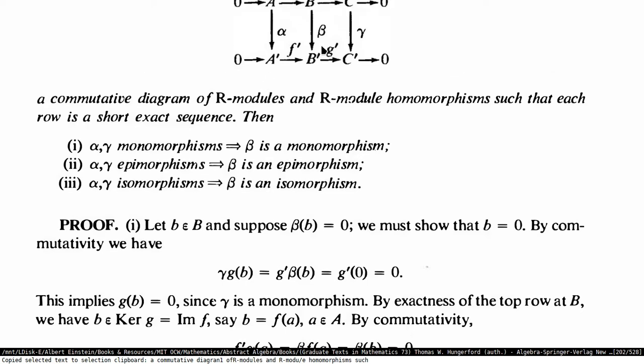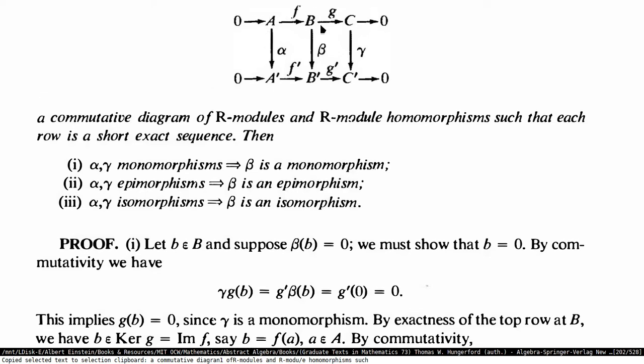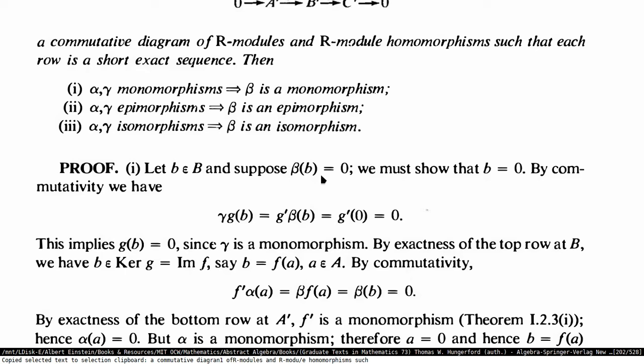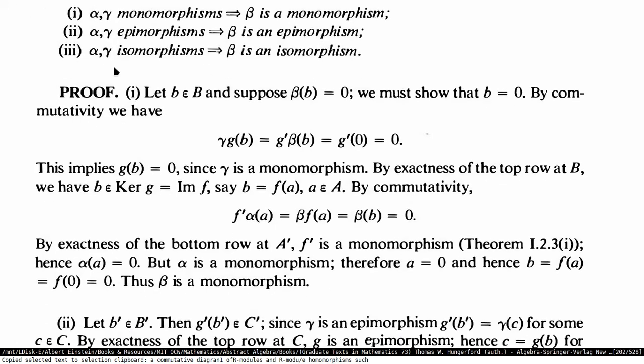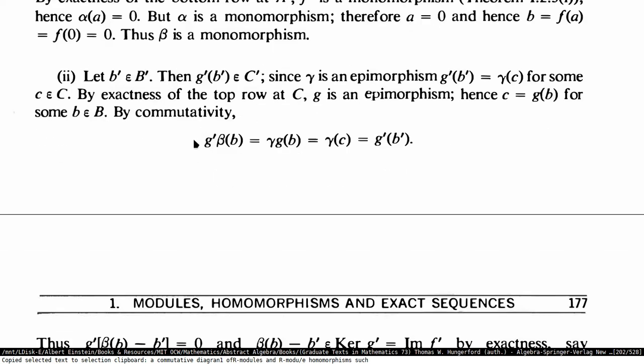and that's the same thing as going from A to B with f and then coming down from B to B prime with beta. So f prime of alpha of a is equal to beta of f of a, which is beta of b, and that is equal to 0, as we know. But f prime is also a monomorphism at the bottom because of the exactness. So alpha of a has to be 0, and since alpha is a monomorphism, a has to be 0. It's the same argument repeatedly.